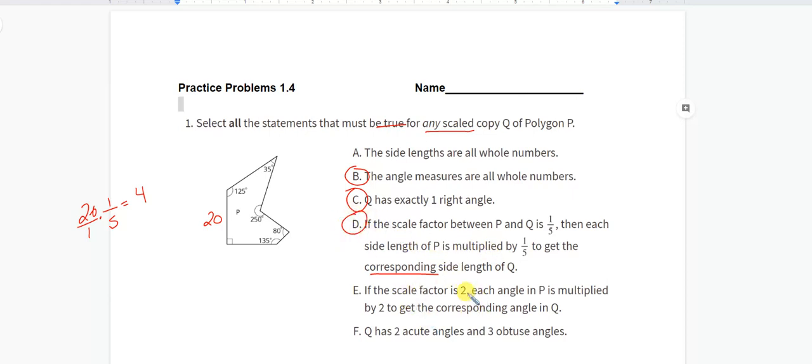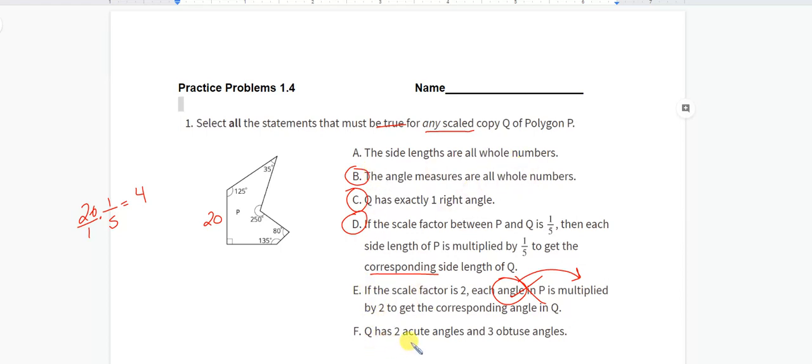If the scale factor is 2, each angle is multiplied by... angles don't get multiplied when you scale things. They stay the same. So that's a dead giveaway right there. If you see angle is twice, or angle is tripled, or angle is multiplied, no, that's not going to take place. For these reasons up here, the angles stay the same.